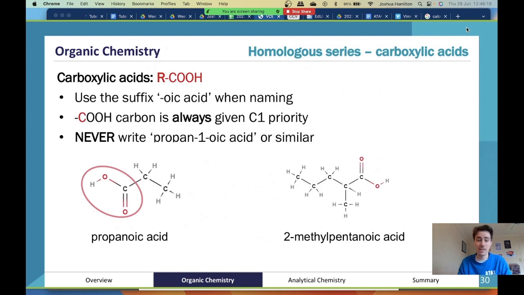Now, you do need to know how to name these as well. They do not have a prefix because they are the highest priority. These are the highest priority. These will always be number one. You will always count from the end with the carboxylic acid.